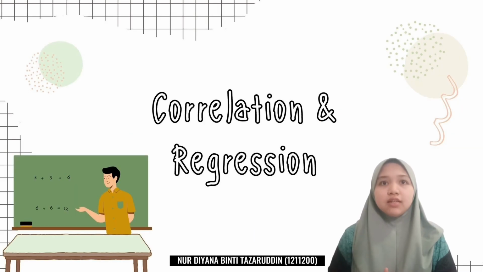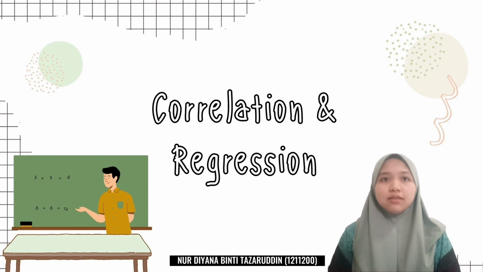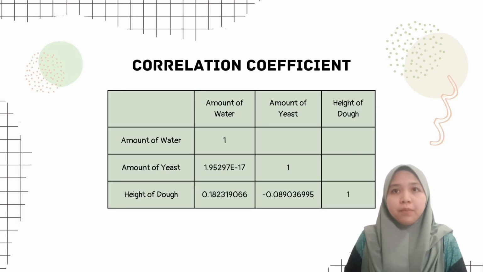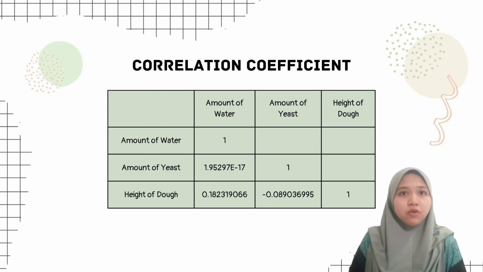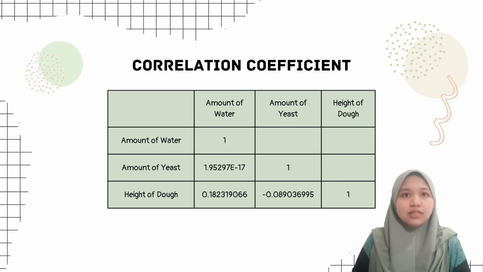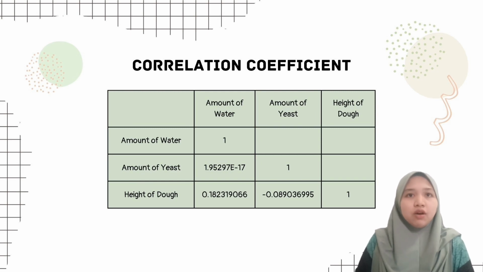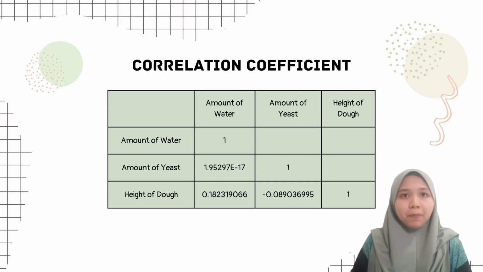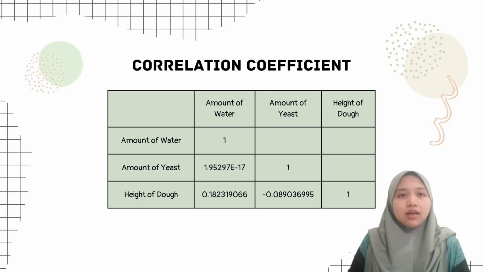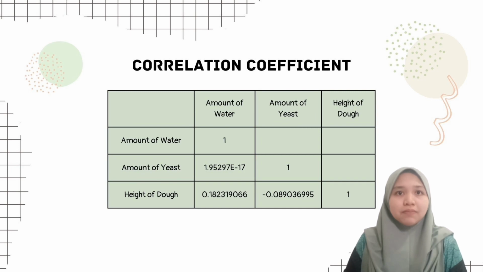Next, we move to the part of correlation and regression. The correlation coefficient between amount of water and height of dough is 0.182, which is a positive correlation. It indicates that when the amount of water is increased, the height of dough tends to increase. Then, the correlation coefficient between amount of yeast and height of dough is negative 0.089, which is a negative correlation. It indicates that when the amount of yeast is increased, the height of dough also tends to decrease.